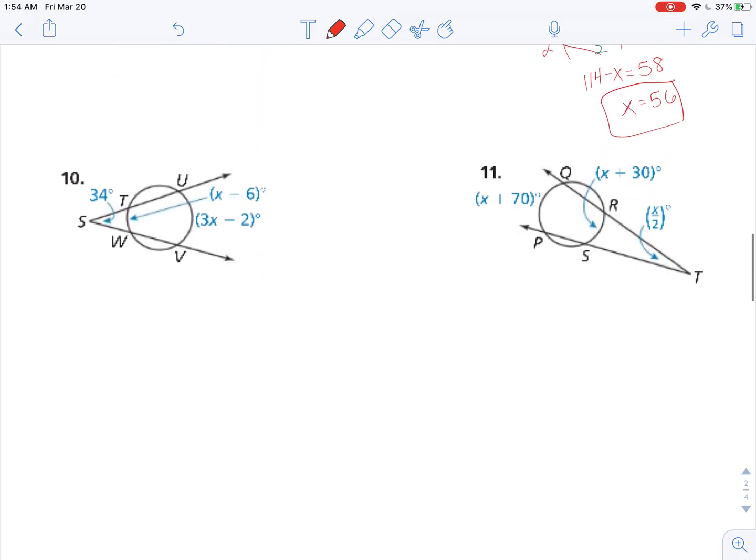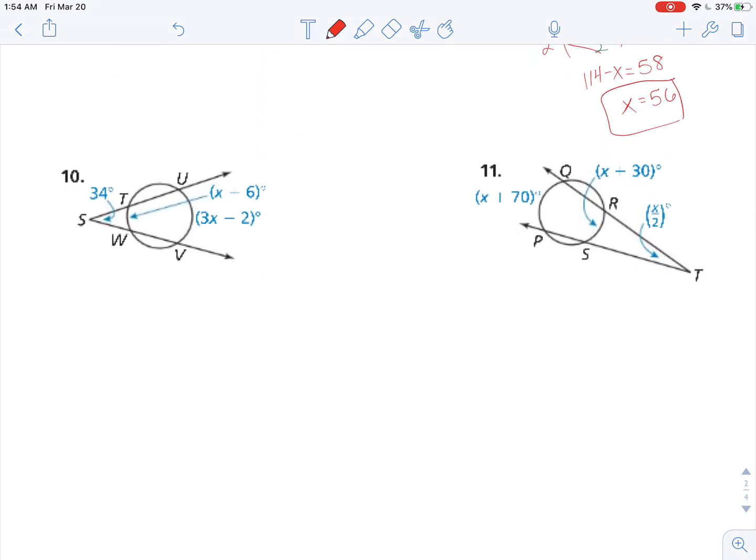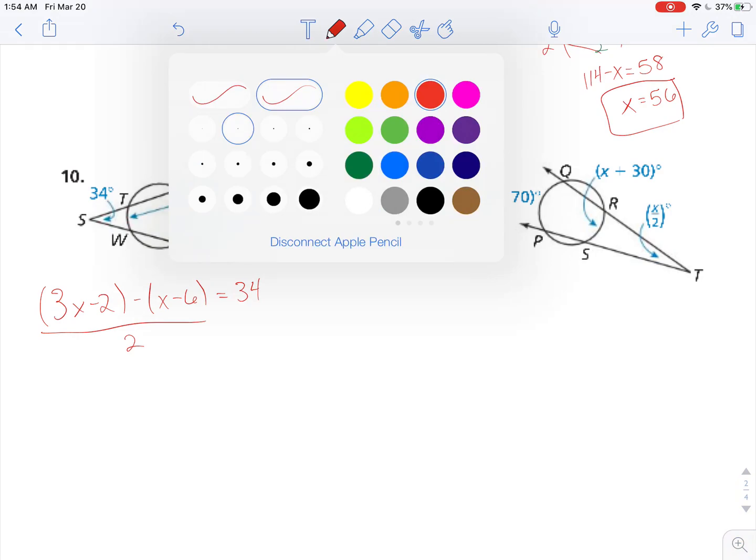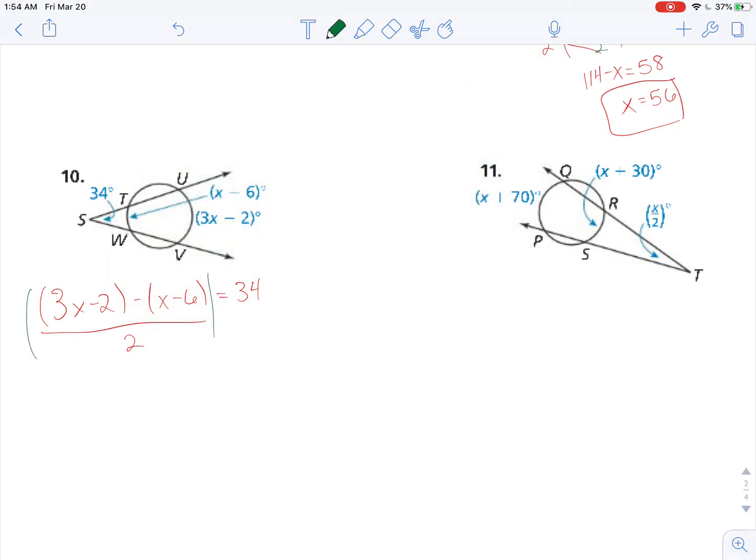Why don't you guys try 10, and we'll walk through 11 together, but try 10 on your own. I think that's a good exercise. Same setup. All right, so 3x minus 2 minus x minus 6 equals 34, but only after we divide by 2.